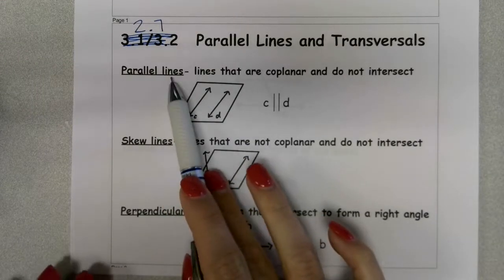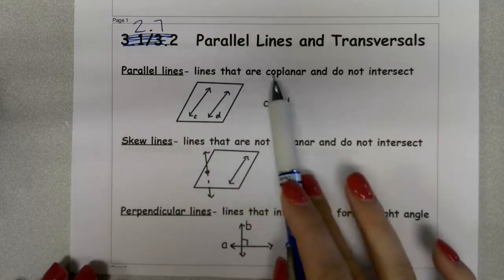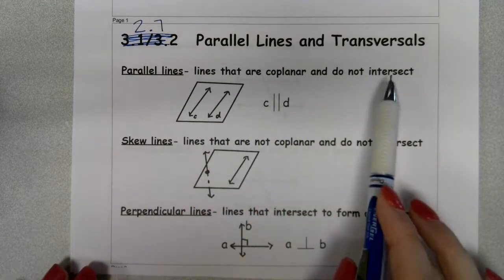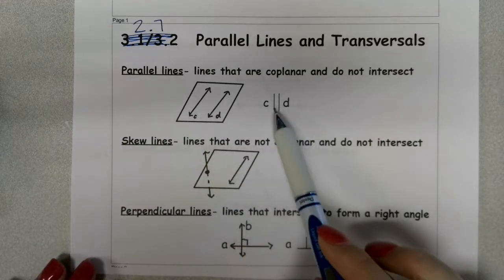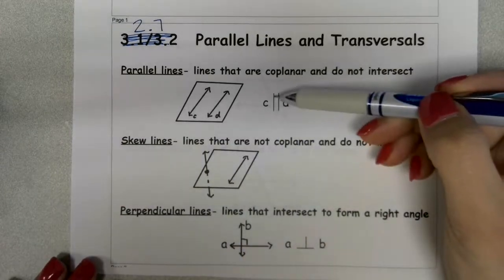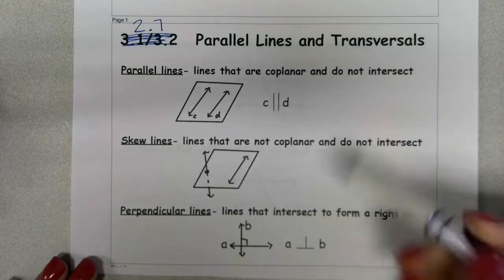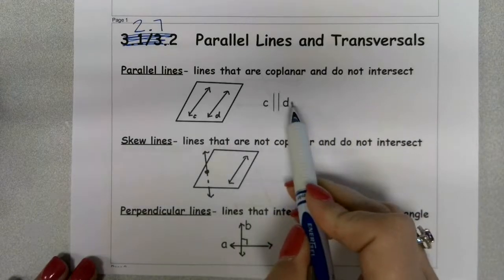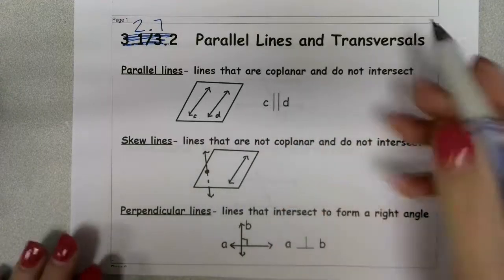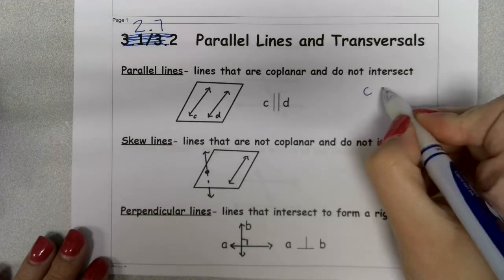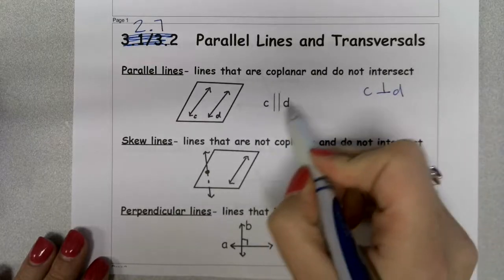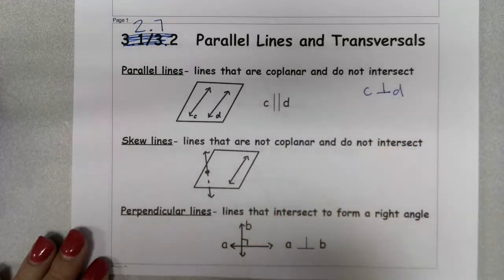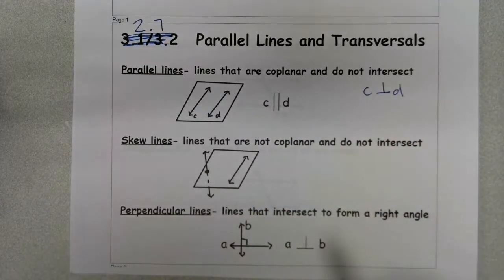Okay, parallel lines, we've defined this before. They are lines that are coplanar and do not intersect. You can see here are 2 parallel lines that don't intersect, and this is the way that we would write them. If you see these 2 lines like this, that means that C is parallel to D. That might kind of look familiar. When we were doing perpendicular, we had an upside down T that represented perpendicular. So this is going to be our sign for parallel when we have parallel lines.